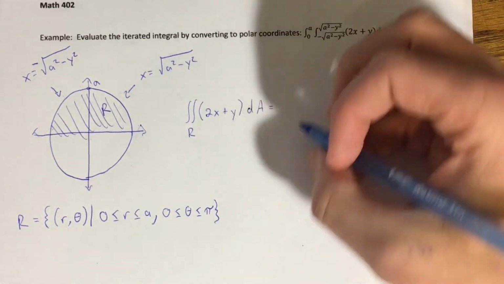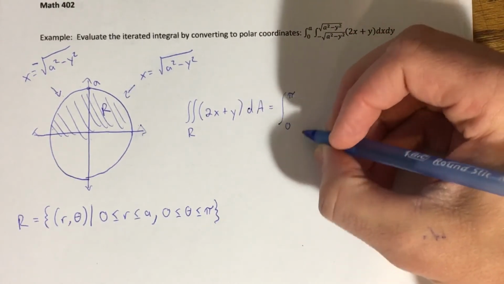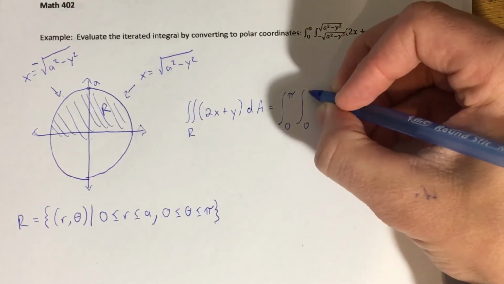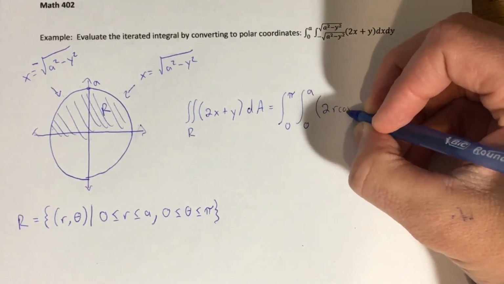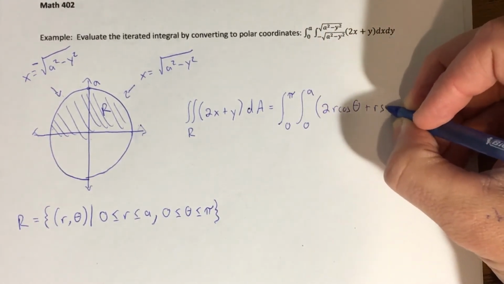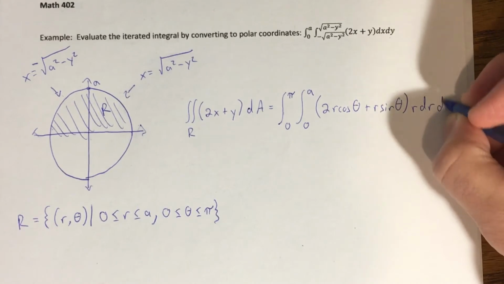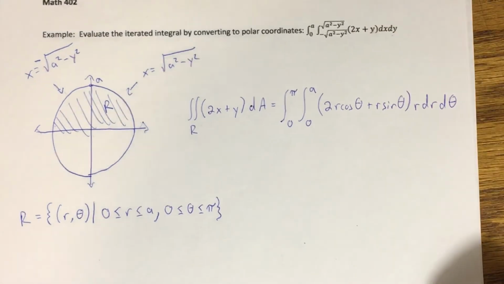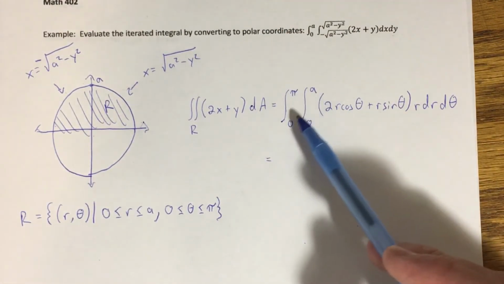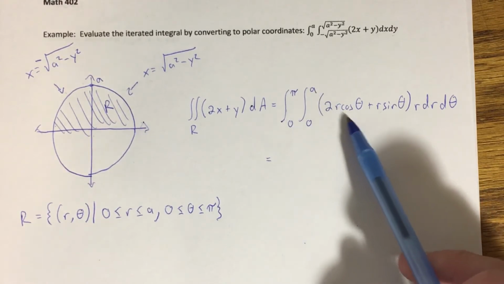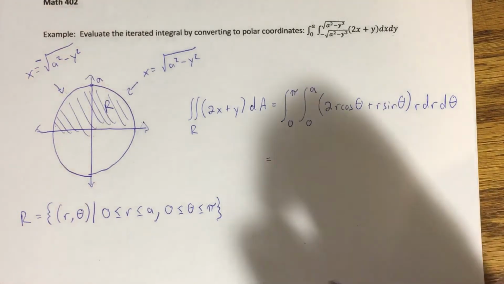So let's see. We have our theta on the outside that goes from 0 to pi, and then r goes from 0 to a. We make some substitutions. We should have 2r cosine of theta here plus r sine of theta. And then again, my dA becomes r dr d theta. All right. Now, because my limits of integration are all constants, remember a is a constant here as well, if I can represent this as a product of a function of r times a function of theta, I can separate it into two single integrals.